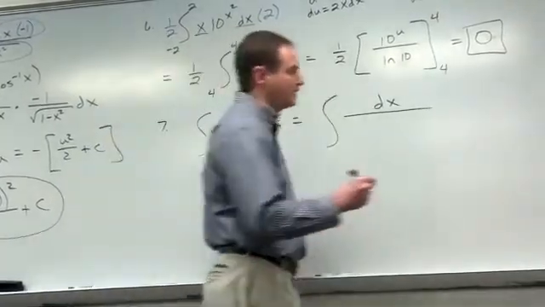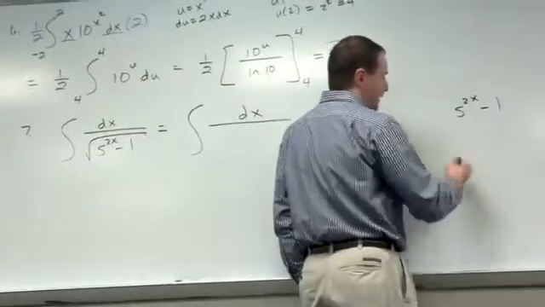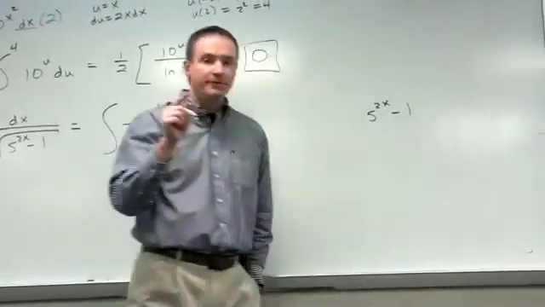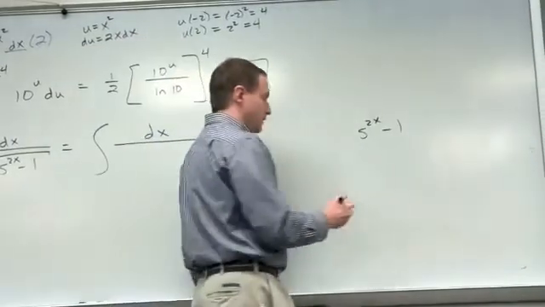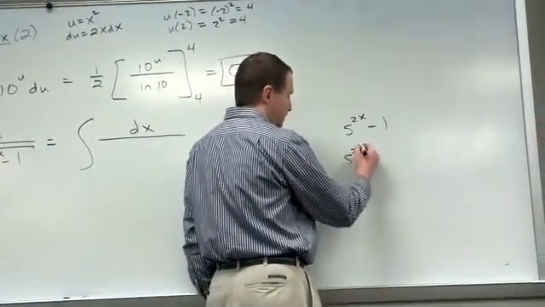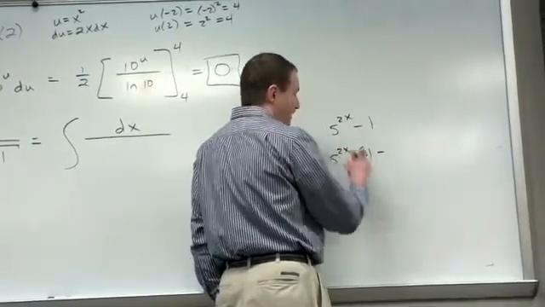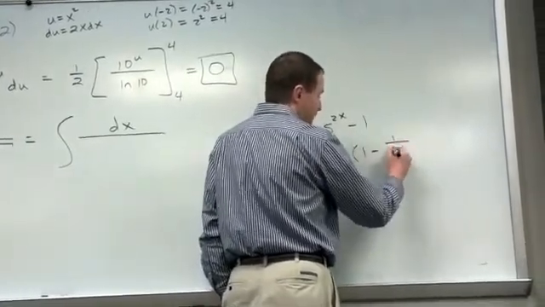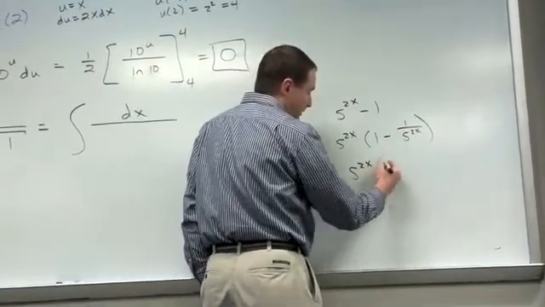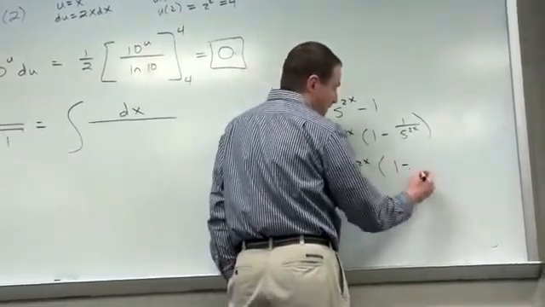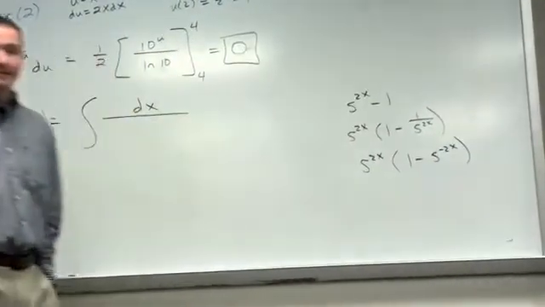So think of that, guys. If I have 5 to the 2x minus 1, and I want you to force a factor of 5 to the 2x out of that, you'd say, well, okay, 5 to the 2x times the group 1 minus 1 divided by 5 to the 2x, which is the same thing as 5 to the 2x times the group 1 minus 5 to the negative 2x, right?